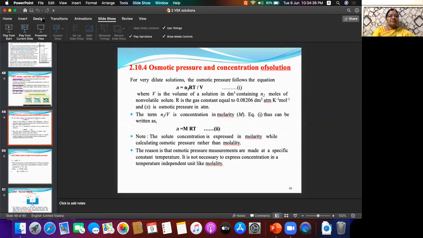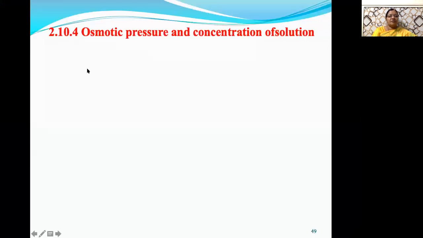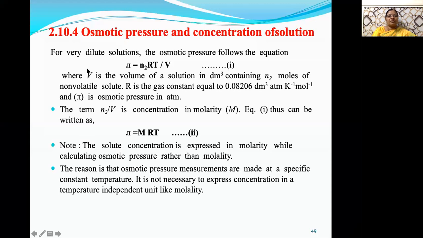So this is about the isotonic, hypertonic and hypotonic solution. Now osmotic pressure, as it is a colligative property, depends on the number of solute particles or amount or concentration of solute in the solution. Here we say what is the relation between osmotic pressure of solution and the concentration of solution.